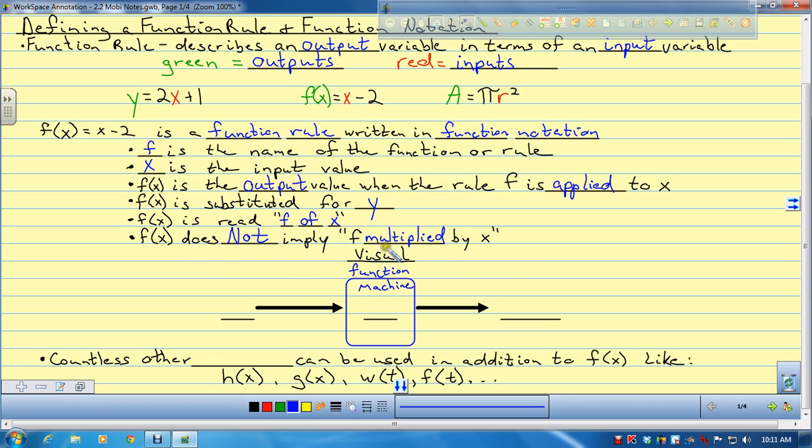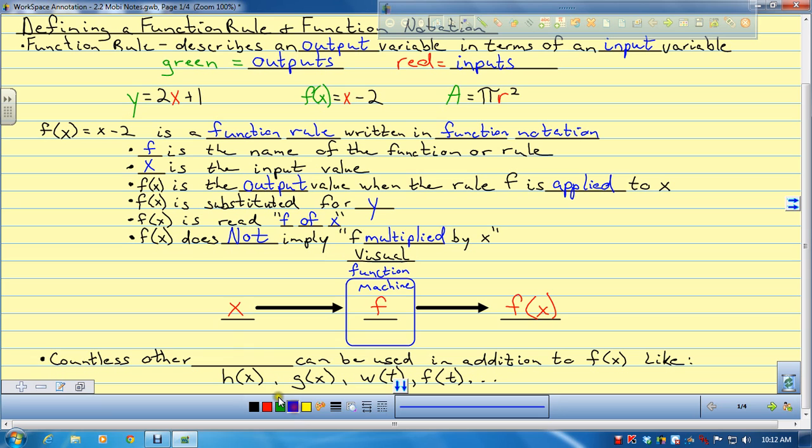Just to give you an idea, here's a visual. We'll call this box here in the middle a function machine, and you take this input value, let's do this in red, you take this input value of x and you're going to put it into this function f, and that function machine is going to spit out the output, which is f of x. Again, that does not imply f times x. Okay? It is simply notation.